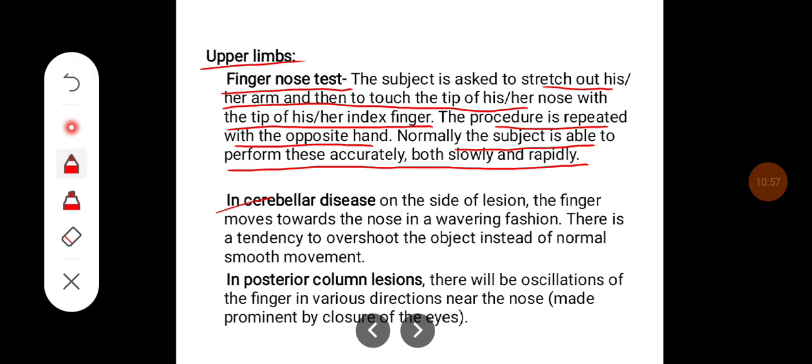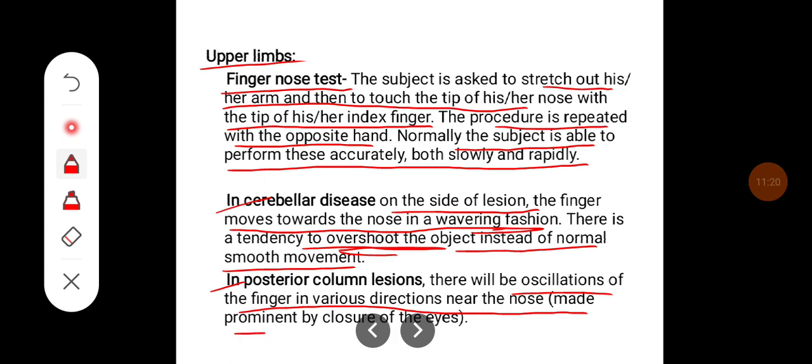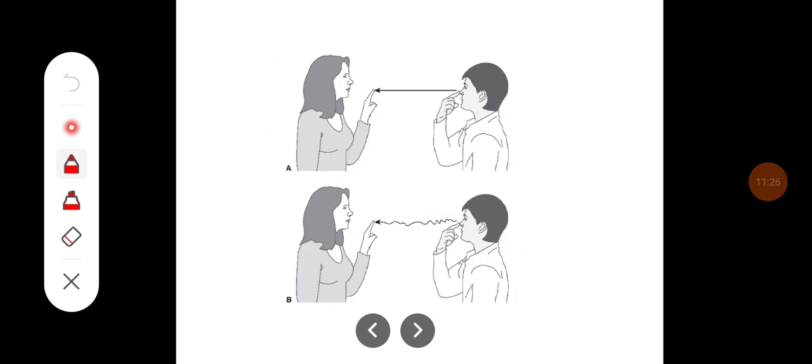In cerebellar disease, on the side of the lesion, the finger moves towards the nose in a wavering fashion. There is a tendency to overshoot the object instead of the normal smooth movement. And in posterior column lesions, there will be oscillations of the finger in various directions near the nose, made prominent by the closure of the eyes. So this is how the person is able to do the finger nose test normally. But in case of cerebellar disease, when he approaches near the examiner's fingertip, there will be wavering movements.